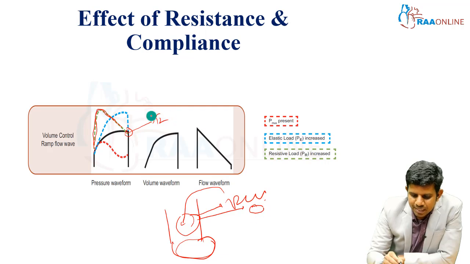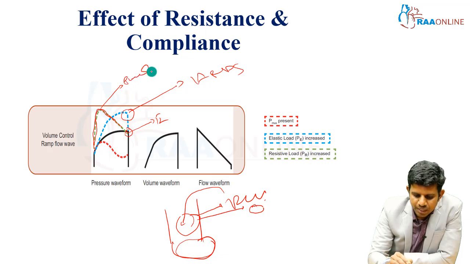If there is a problem with the elastance, what happens? The end pressure will be high. This is ARDS, where the end pressure is high because of the low compliance. Here, with secretions or a partial tube block, my initial pressure is high because of the resistance component.